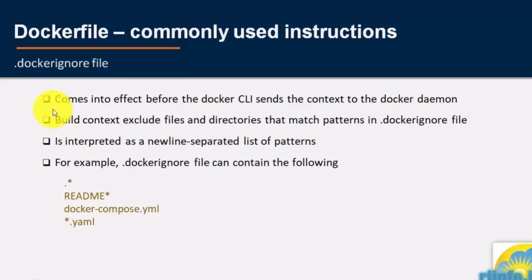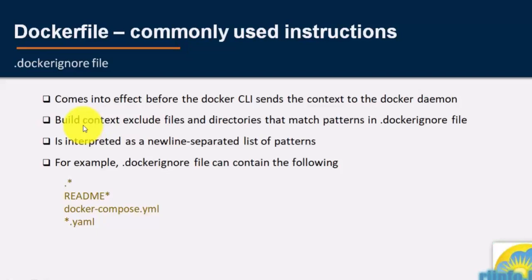Before the Docker CLI sends the context to the Docker daemon, it looks for a file named .dockerignore in the root directory of the context. If this file exists, the CLI modifies the context to exclude files and directories that match patterns in it. This helps to avoid unnecessarily sending large or sensitive files and directories to the daemon.